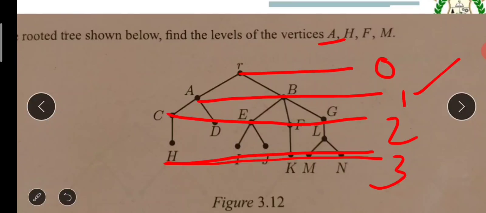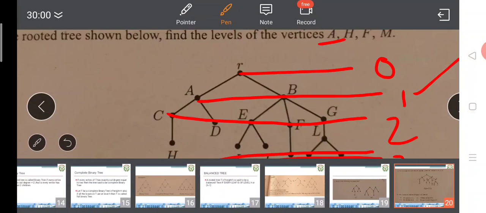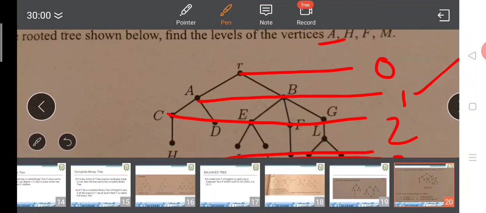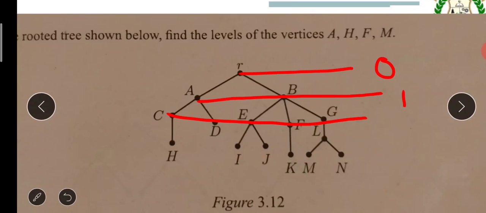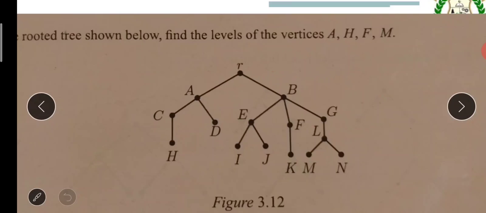The level of H is 3. The level of F is 2. And the level of M? Another way is also there. I want to find the level of M. From the root, how many edges are there? You just count: 1, 2, 3, 4. The level of M is 4, because 4 edges are required to reach that node.